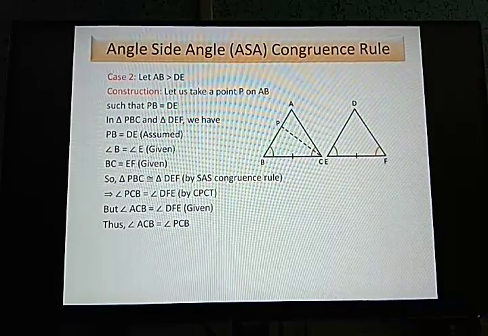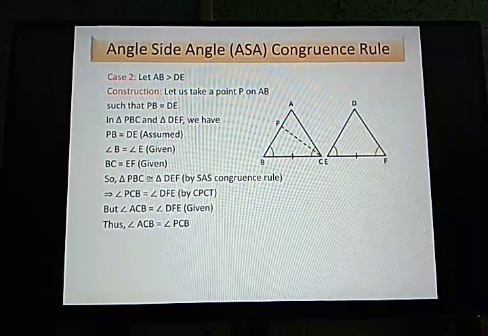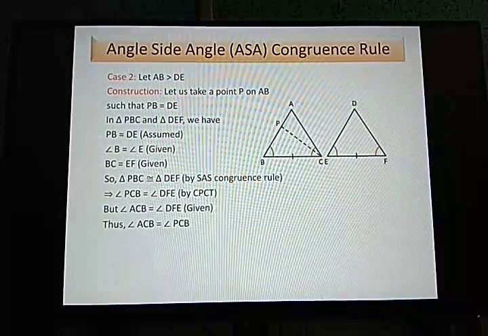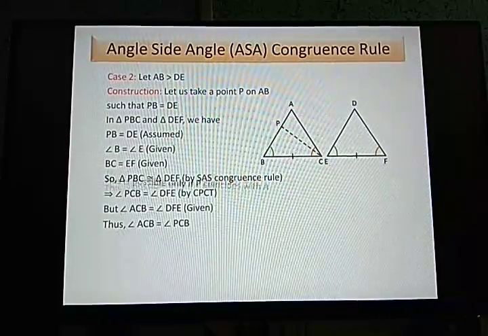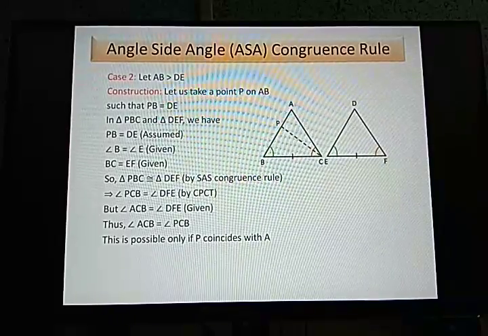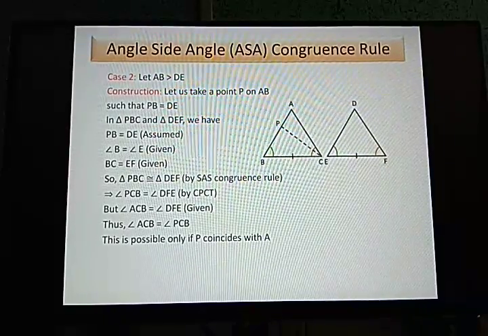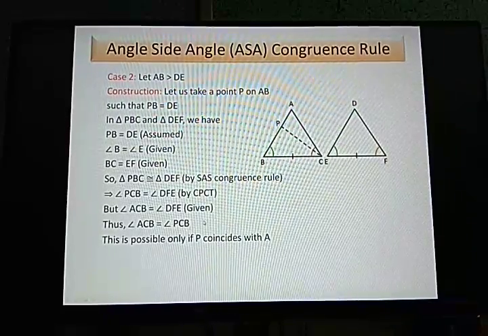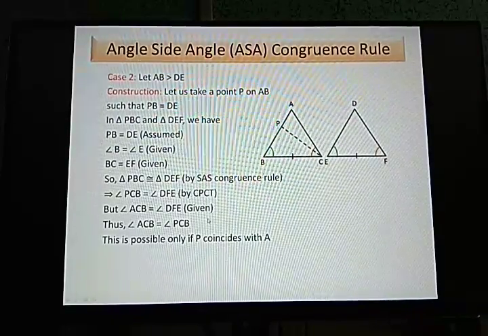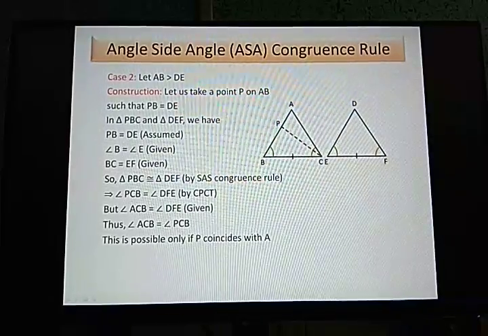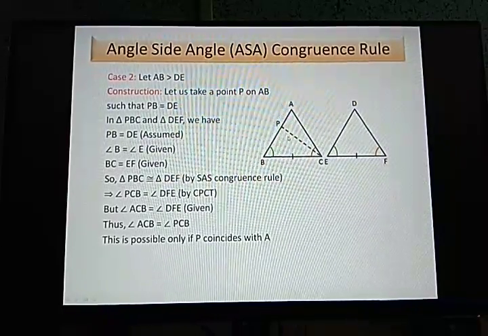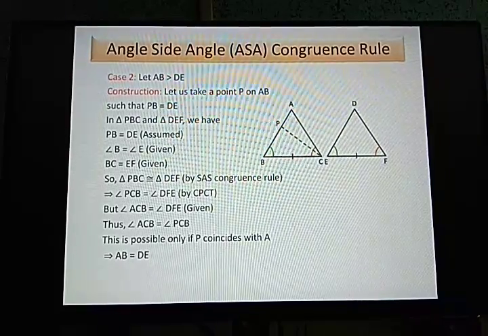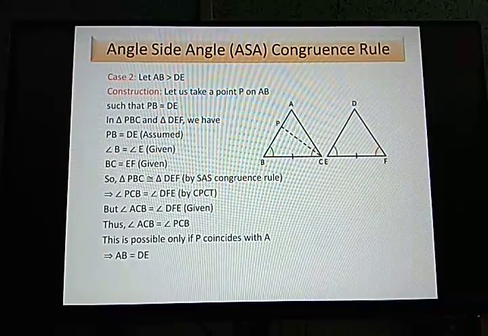This will contradict. This is possible only when there is one condition upon which these two angles can be equal. That is, only when P coincides with A. Then only these two angles can be equal. And if it coincides, is there any existence of point P? No, there is no existence of point P then. So we can easily say that side AB is equal to side DE.